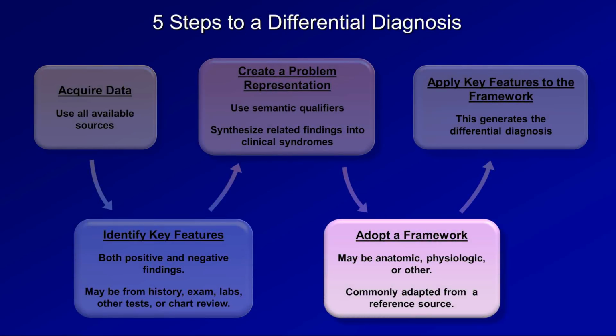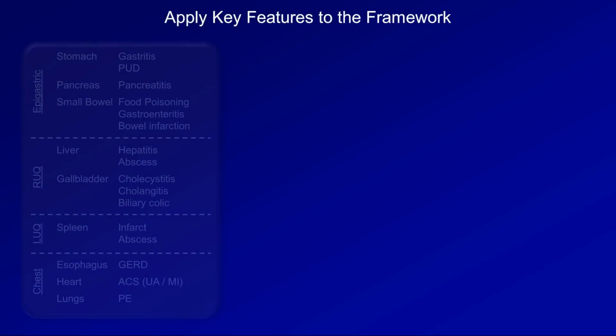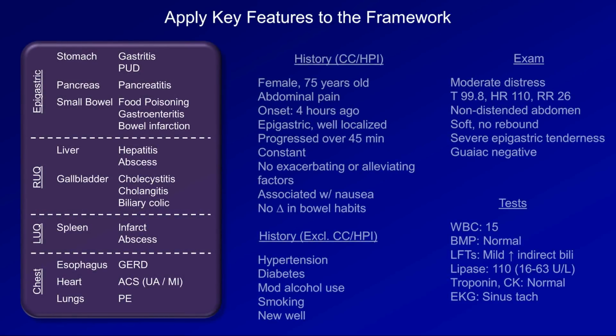Now that we have a framework, we move on to the final and hardest step, applying the key features to that framework. So here's our framework once again, and here are our key features. How does one start this process? The brute force method would simply be to take each diagnosis listed one at a time and review each individual key feature to decide if it impacted the probability of the diagnosis and what that impact was. That is obviously very tedious and time-consuming.